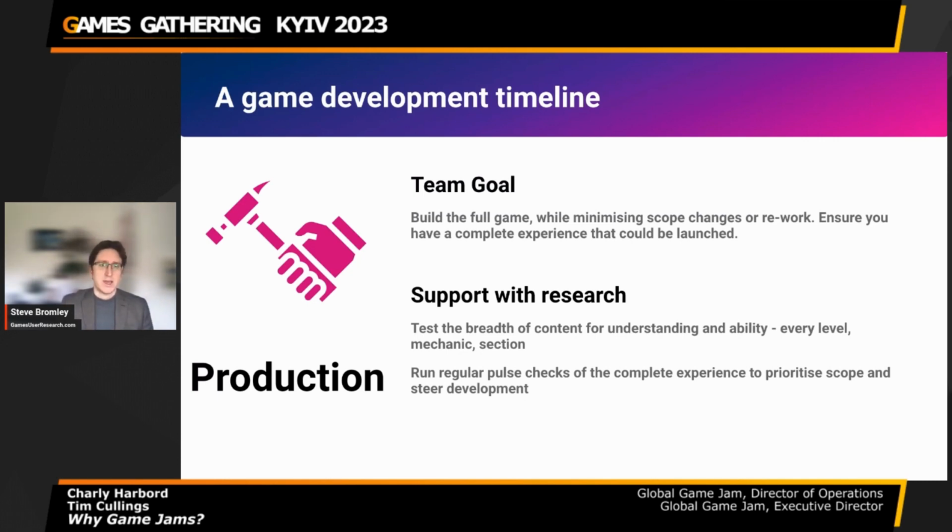Also, playtesting and user research can help prioritize development. When priorities do shift, or there's the argument that we should be changing the focus of the game, again, regularly getting insight from players, regular pulse checks to look at that complete experience will help prioritize what's important for the game and help prioritize the scope of the game and steer those development decisions with data.